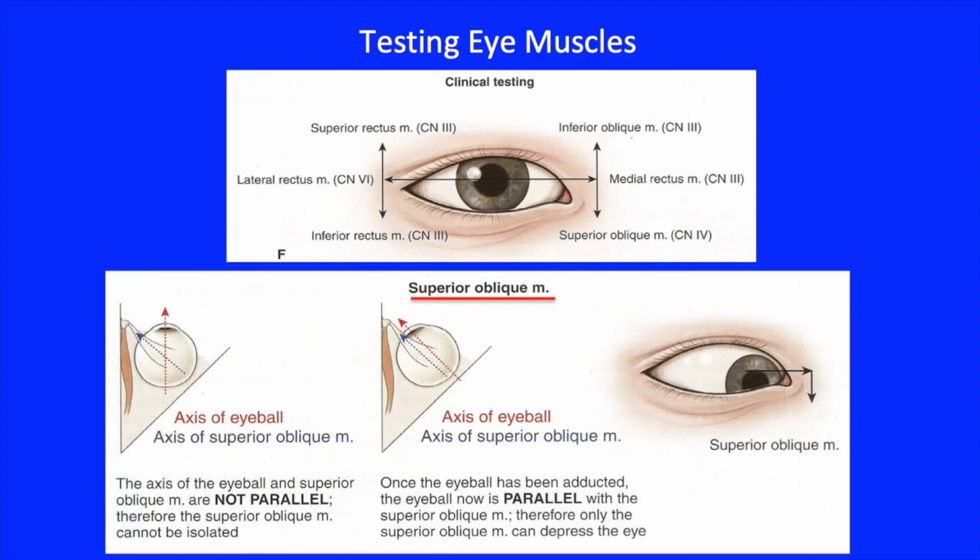Let's do one more muscle, this time the superior oblique. When we look at the axis of the eyeball and that of the superior oblique muscle, we note that they are not parallel. Therefore, the superior oblique muscle cannot be isolated. In contrast, once the eyeball has been adducted, the eyeball now is parallel with the superior oblique muscle. Therefore, only the superior oblique muscle can depress the eye.